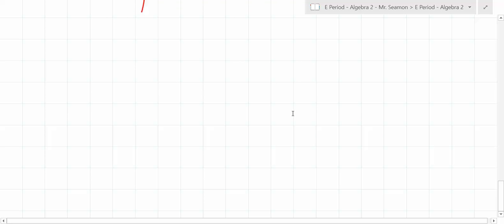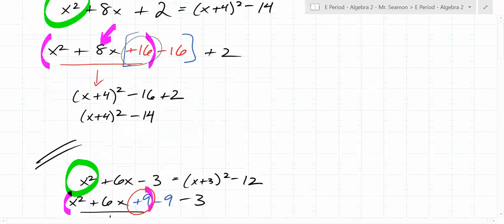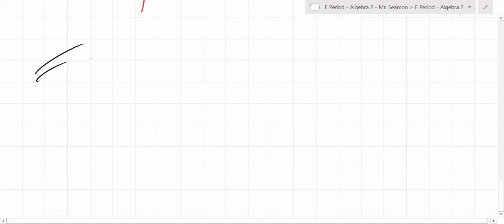Here's the point, everybody. So let's go back to one we looked at before. So let's say we started, what did we start with? X squared plus 8x plus 2, right? Let's say I gave you this right here. X squared plus 8x plus 2 is equal to 0. And I said solve that equation. This is now an equation because it has an equal sign.